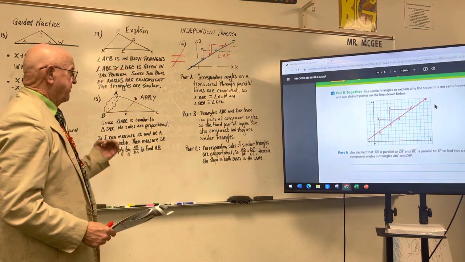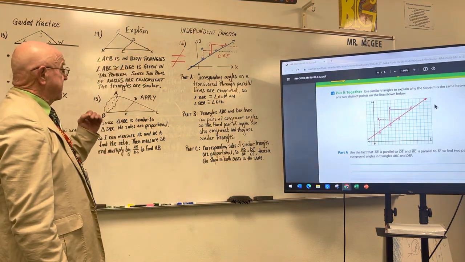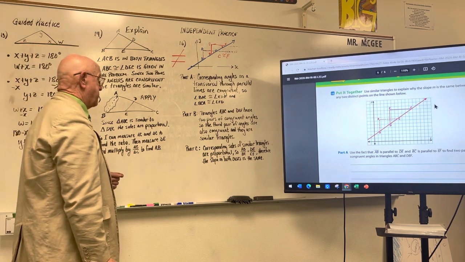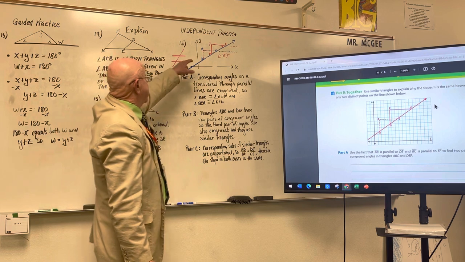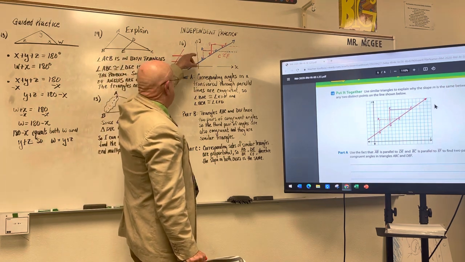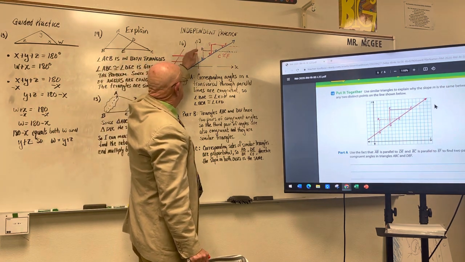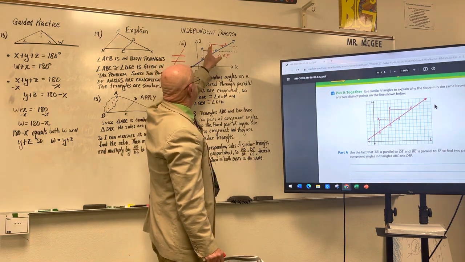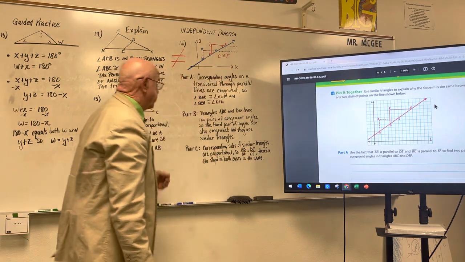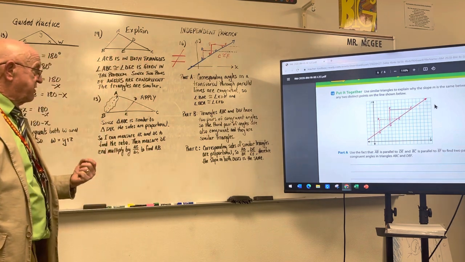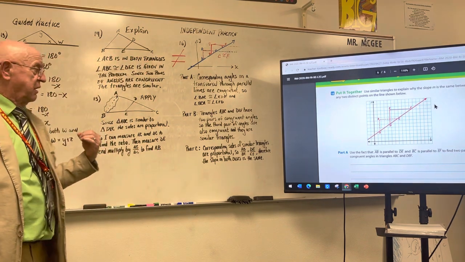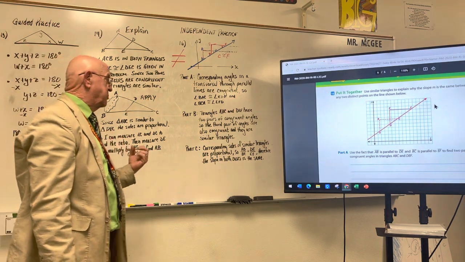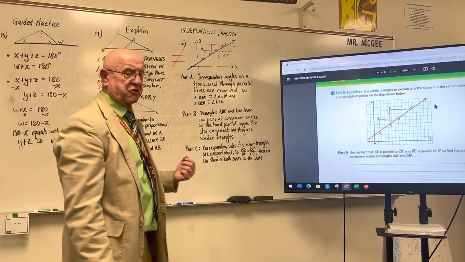And then the last thing we're looking at is the sides: corresponding sides of similar triangles are proportional. So if I have AB over BC, AB divided by BC, that's the same as DE divided by EF. If they have the same ratio, that means their slope is the same, right? Because that's all slope is.